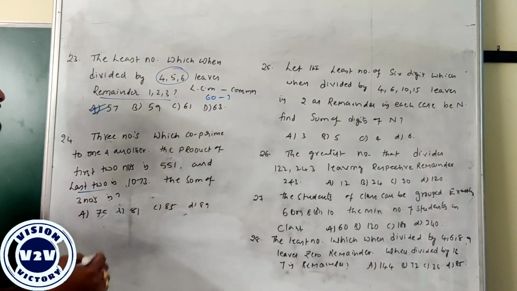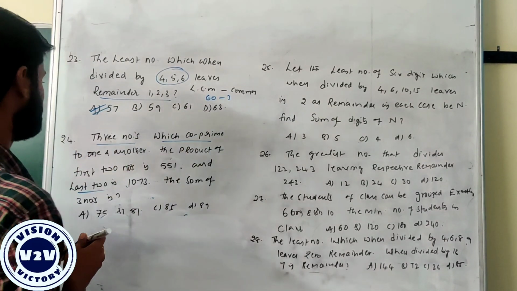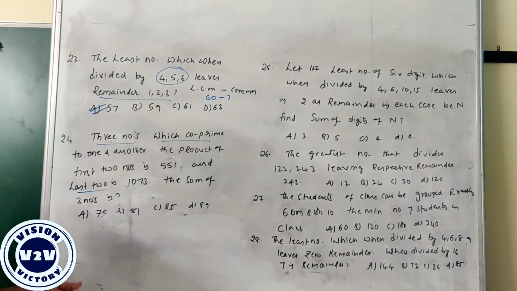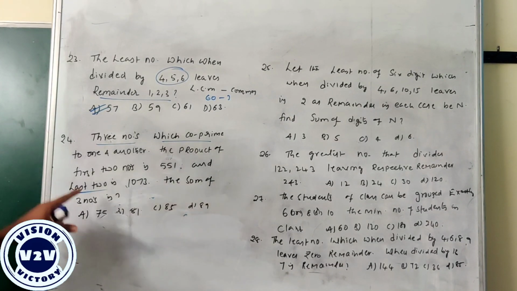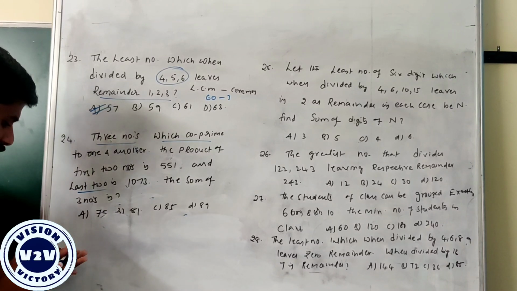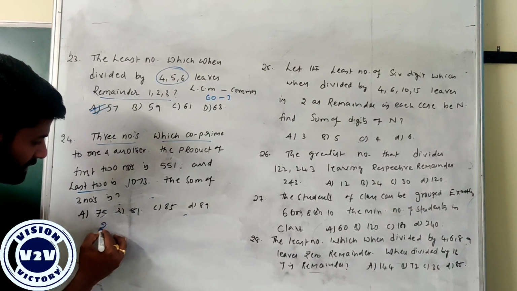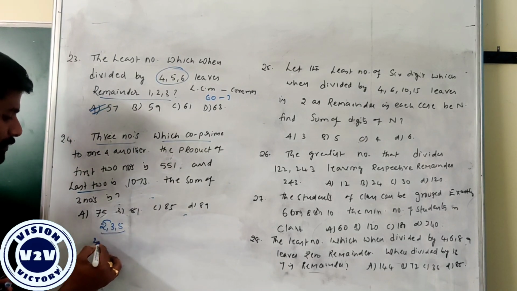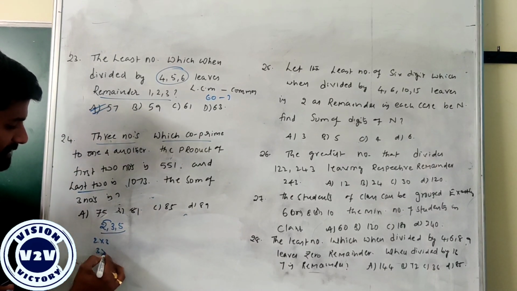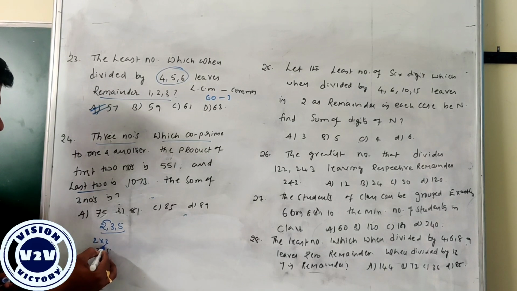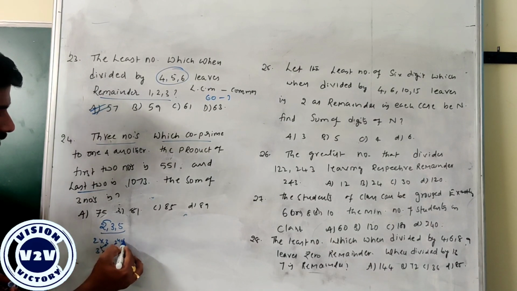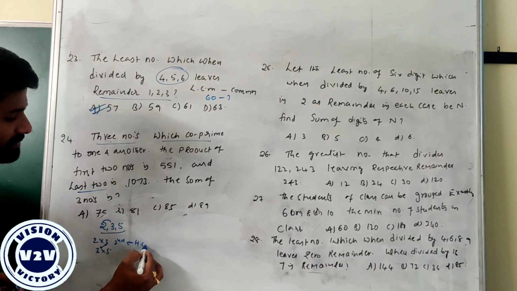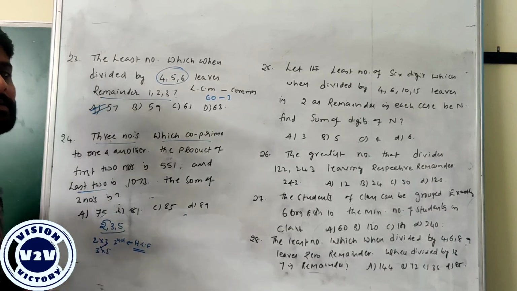Next, 3 numbers which are co-prime. The product of the first 2 numbers is 551, and of the last 2 numbers is 1073. Find the sum of the 3 numbers. Before this question, let me explain one thing. Consider prime numbers 2, 3, 5. Product of the first 2 numbers is 2 into 3. Product of the next 2 numbers is 3 into 5. If you observe, the second number of 3 co-primes is always the highest common factor. This is the important concept.